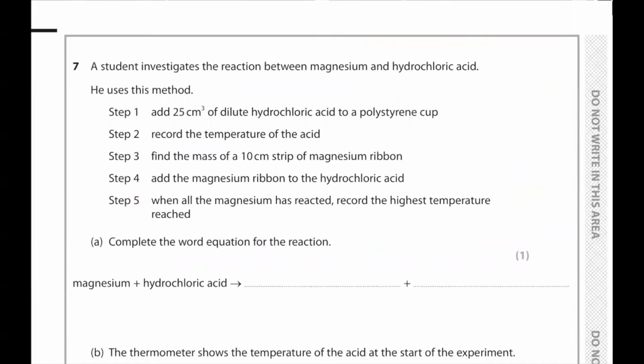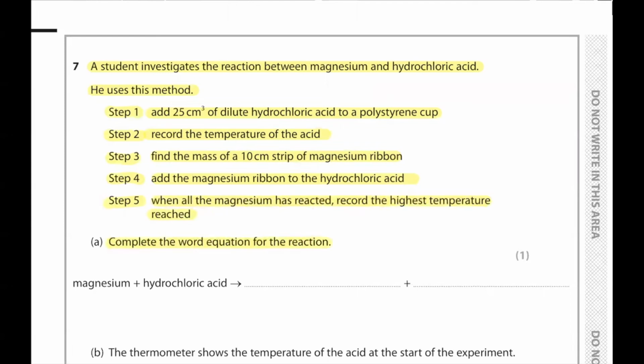Question number 7. A student investigates a reaction between magnesium and hydrochloric acid. He uses this method. Step 1. Add 25 cm cube of dilute hydrochloric acid to a polystyrene cup. Step 2. Record the temperature of the acid. Step 3. Find the mass of a 10 cm strip of magnesium ribbon. Step 4. Add the magnesium ribbon to the hydrochloric acid. Step 5. When all the magnesium has reacted, record the highest temperature reached.